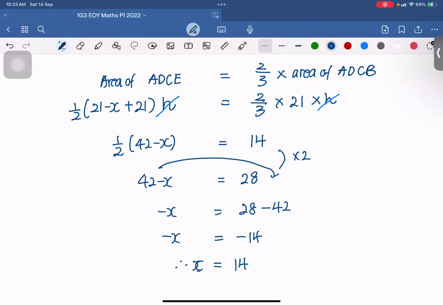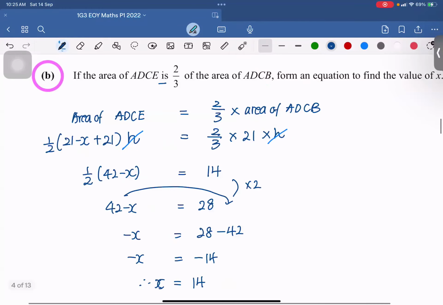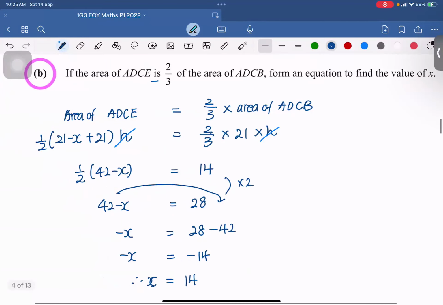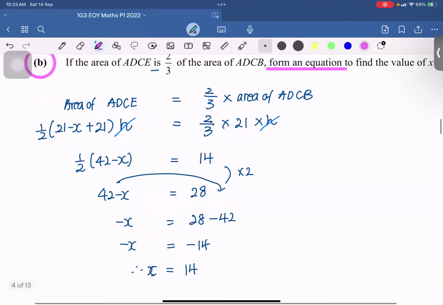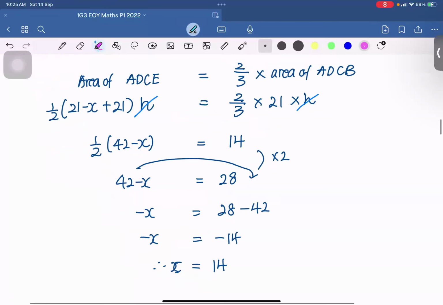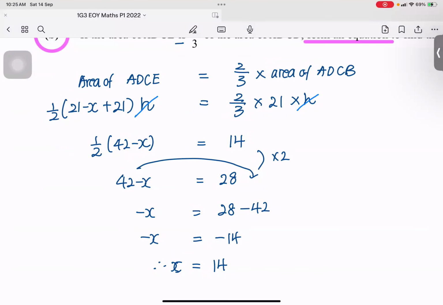Is this okay? Read the question, they say find the value of X, form an equation. So you have to form an equation. You cannot use your own other kind of method. So this is the answer for this question. But are you done with this? Are you okay with this question? Okay, then I should continue next week.